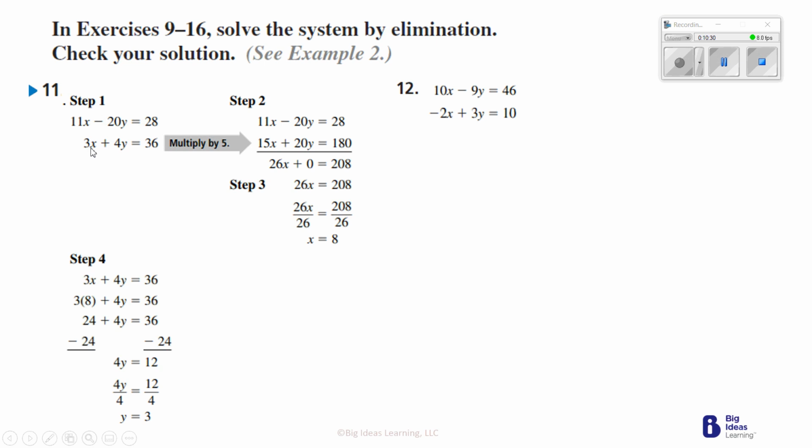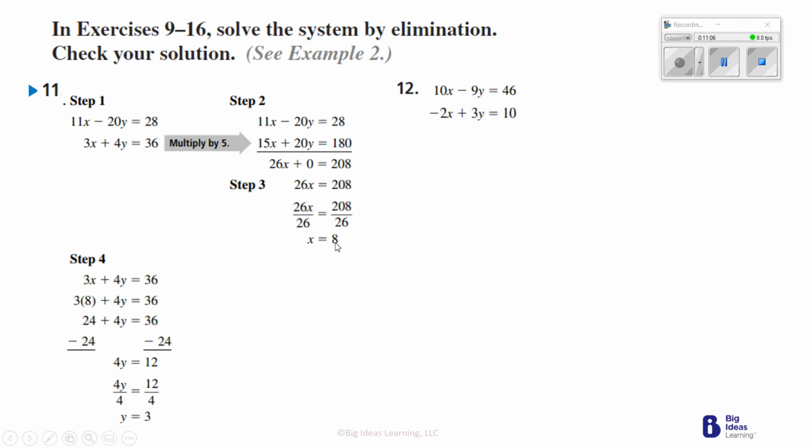5 times 3x is going to give us 15x. 5 times 4y will give us 20y. 5 times 36 will give us 180. So this was important because right here now I have 20y minus 20y. That gives us 0. But 11x plus 15x gives us 26x. And 28 plus 180 is 208. Now I can get rid of this plus 0, and I just have 26x equals 208. I'm going to go ahead and divide 26 from both sides, and 208 divided by 26 is 8.